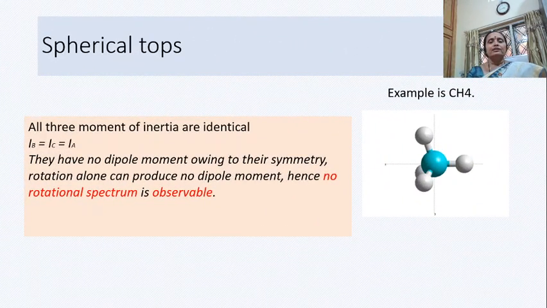Next are spherical tops. In spherical tops, all three moments of inertia are identical. An example is methane, where IB is equal to IC is equal to IA.